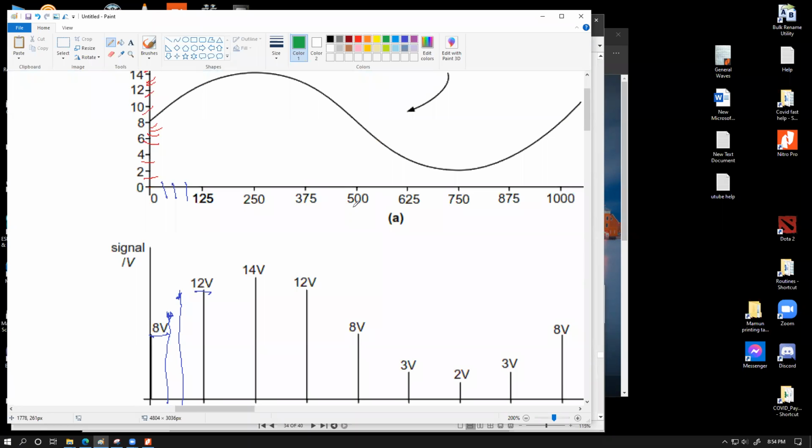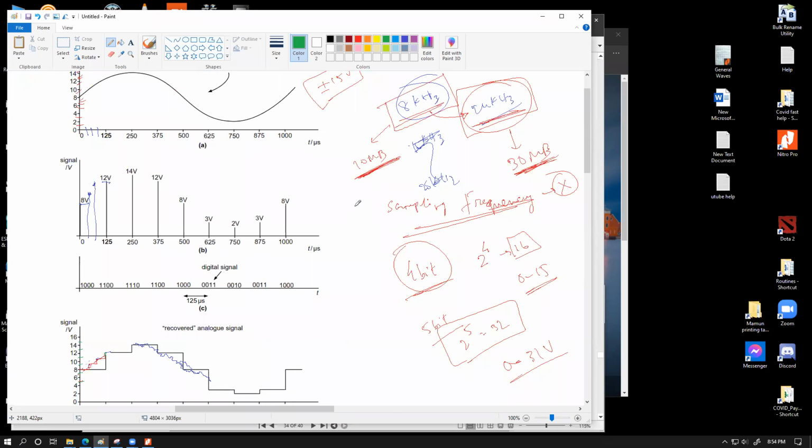But once again, that poses another problem. The problem is that for a 4-bit system, every 125 microseconds you are producing 4 bits. If you have a 5-bit system, you'll be producing 5 bits. That's an increment of 20% of data, from 4-bit to 5 bits.